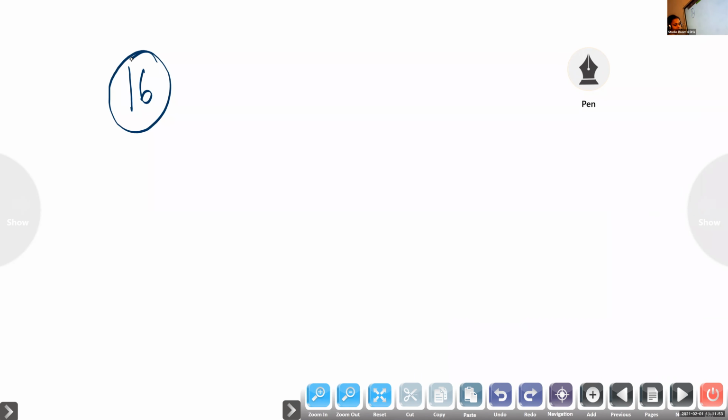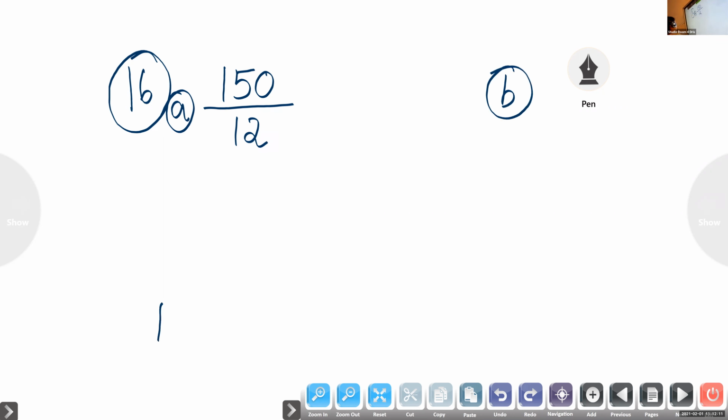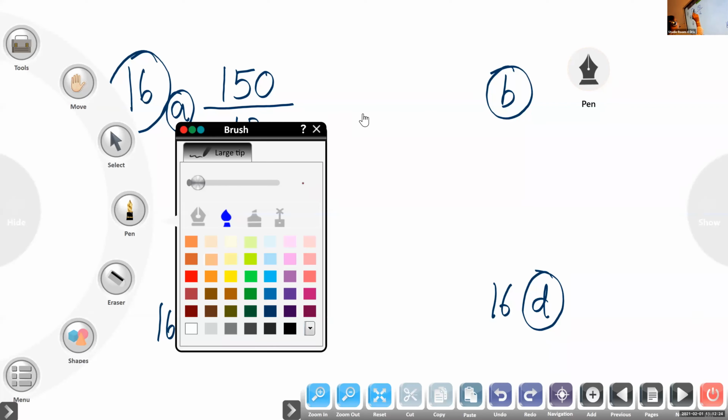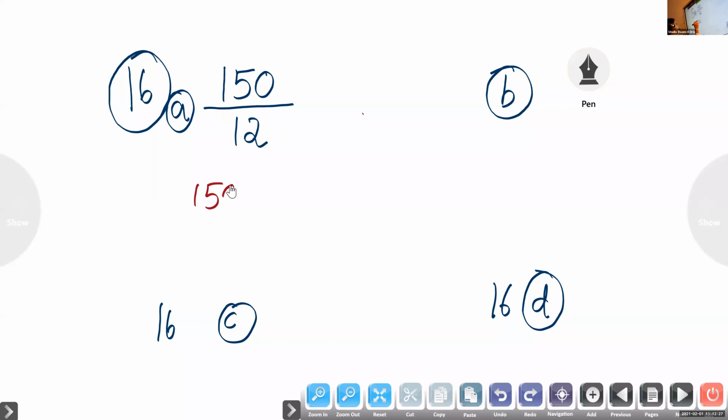Here the fraction is improper, meaning the numerator is greater than the denominator. 150 by 12. Children, all of you have to do this alone. We have 16A, 16B, 16C, and 16D. Okay, question number A we will do together. What do you have to do? Divide 150 by 12. So children, you have to write the table of 12. 150 divided by 12.